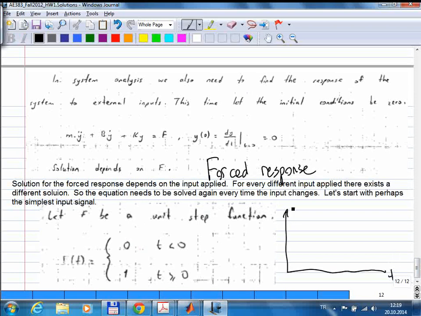So let me show you what the input is. The input is a force here, F. So this is the 0 point. Prior to 0, the input is 0, but at the instant t equals 0, I start giving a constant force to the system. The magnitude is given as 1 here, so the magnitude is 1 newton. Okay, so this is my input.